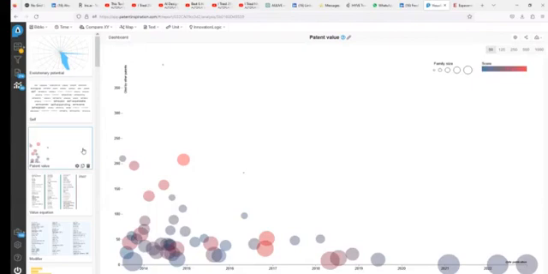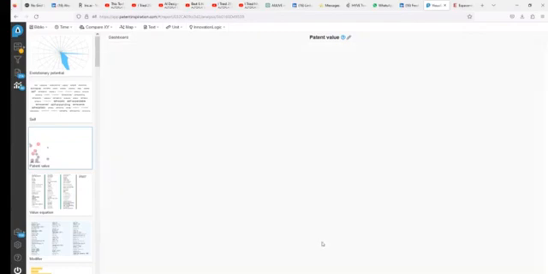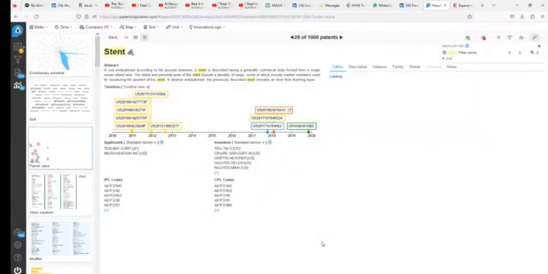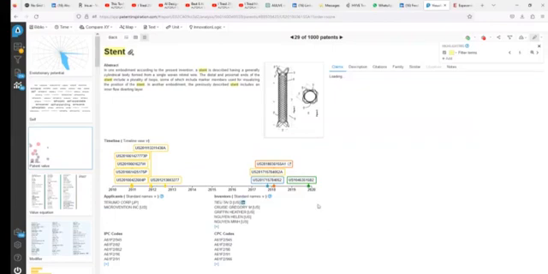values of the patents in terms of how many citations they have, how recent they are, and how big the family is. For example, if I take a patent which seems to be quite high value here from Terumo on a stent, I click on the patent, and what I get is the actual patent with the claims and the description, and a beautiful stent, beautifully done.